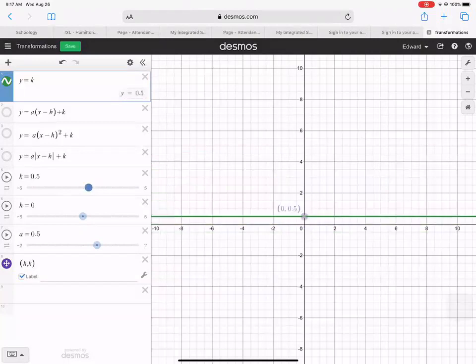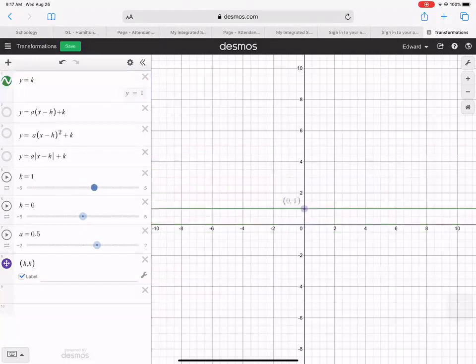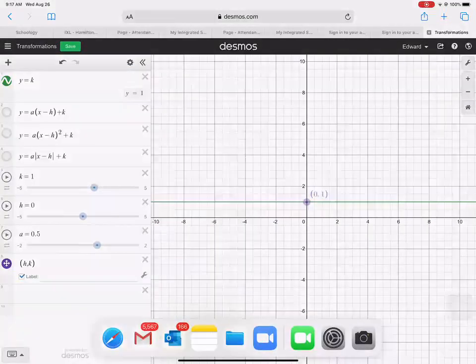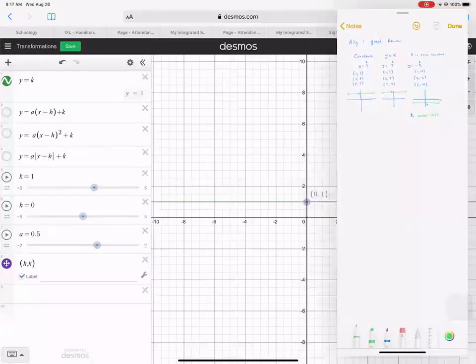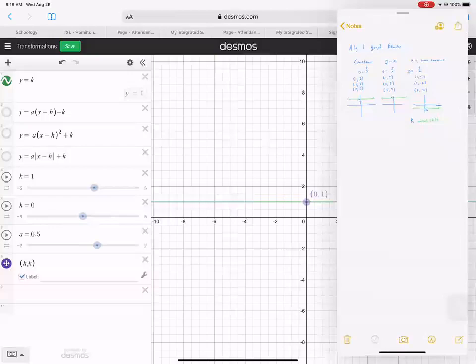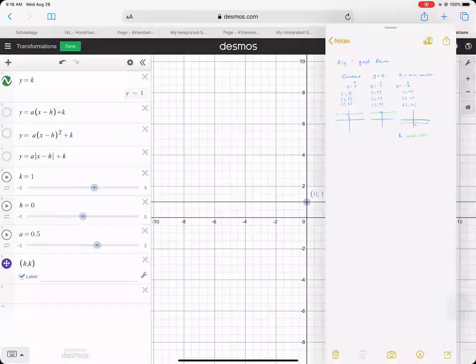Now, if k was 1, this graph is now, oops, come on. If k was 1, now this graph is horizontally not changing at k is equal to 1. Or, let me go ahead and write this a little differently on the right. Give me a sec. Oh, this looks terrible. I hate when it gets stuck.